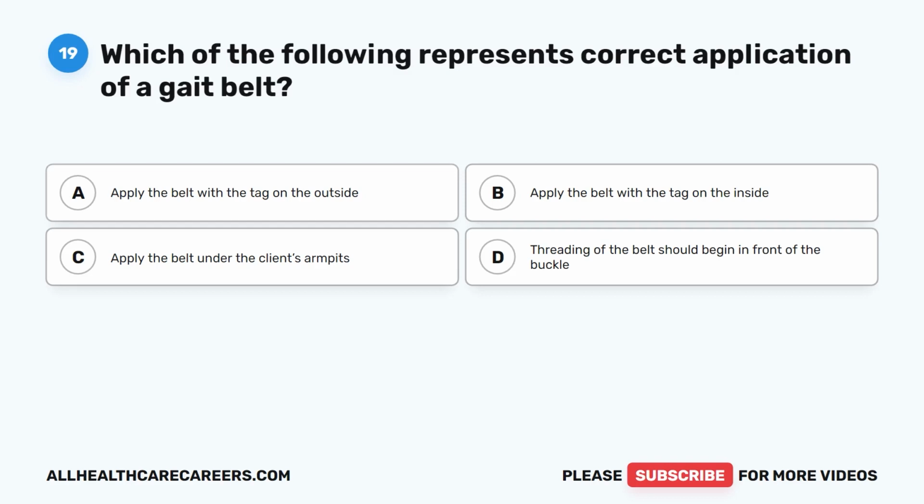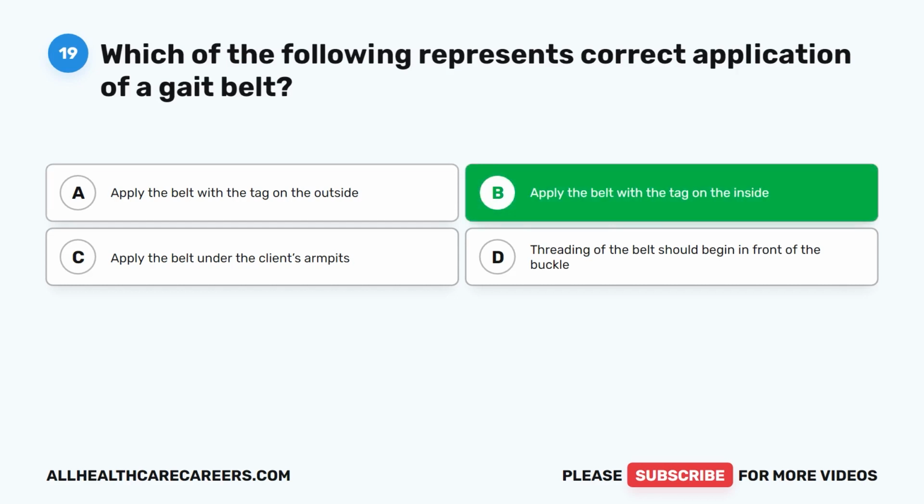A. Apply the belt with the tag on the outside. B. Apply the belt with the tag on the inside. C. Apply the belt under the client's armpits. D. Threading of the belt should begin in front of the buckle. The correct answer is B.